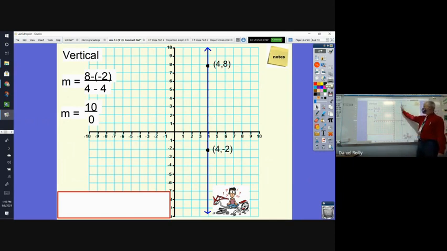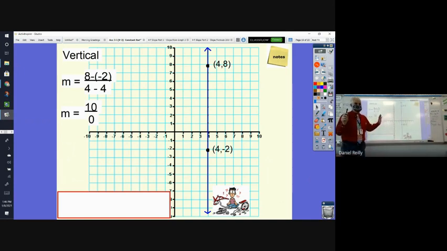Okay, vertical lines, the x coordinates of these 2 points are the same. The x coordinates are the same, which means when I subtract them, x2 minus x1 in the denominator here, I get 0. What's 10 divided by 0? You can't divide by 0. You put it in your calculator, it explodes.